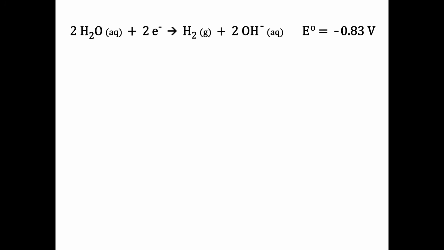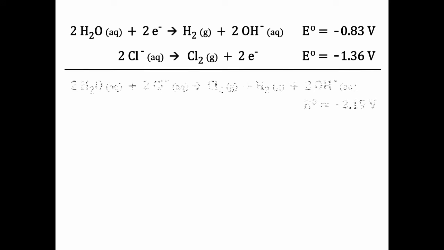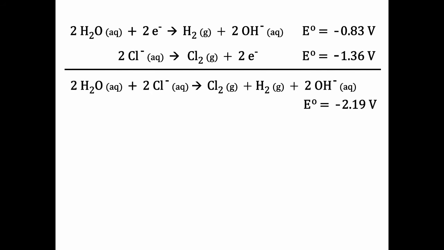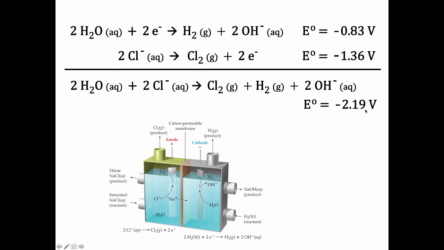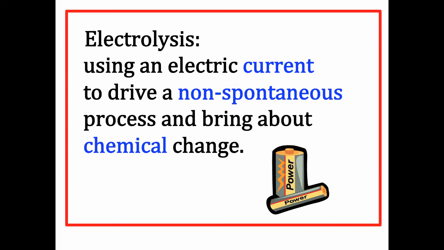Well, here are the necessary half reactions for this to occur. Chloride ion making chlorine gas, water making hydrogen, and looking at the reduction potentials chart and getting the appropriate E-naughts for this and adding up the two half reactions, what we find is we get an E-naught of negative 2.19 volts for this process. And of course that means that this reaction that we want to happen is not spontaneous. It has a very negative E-naught value for the overall reaction.